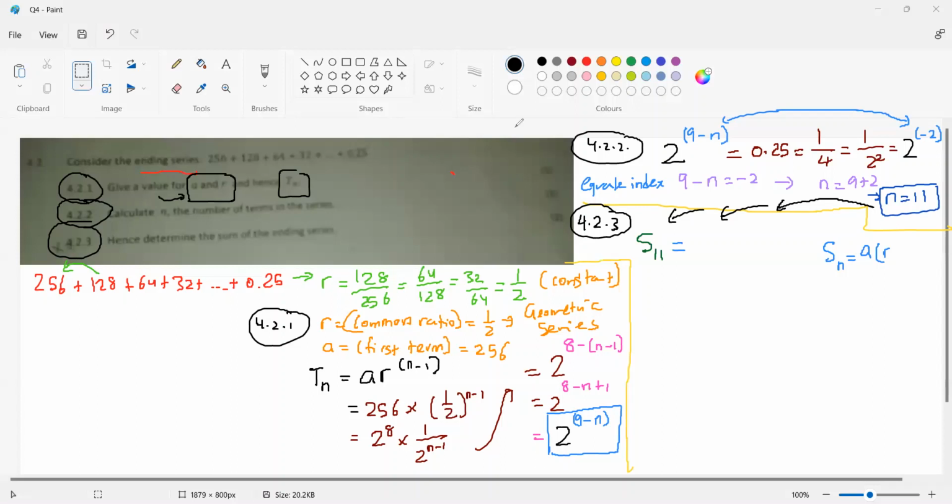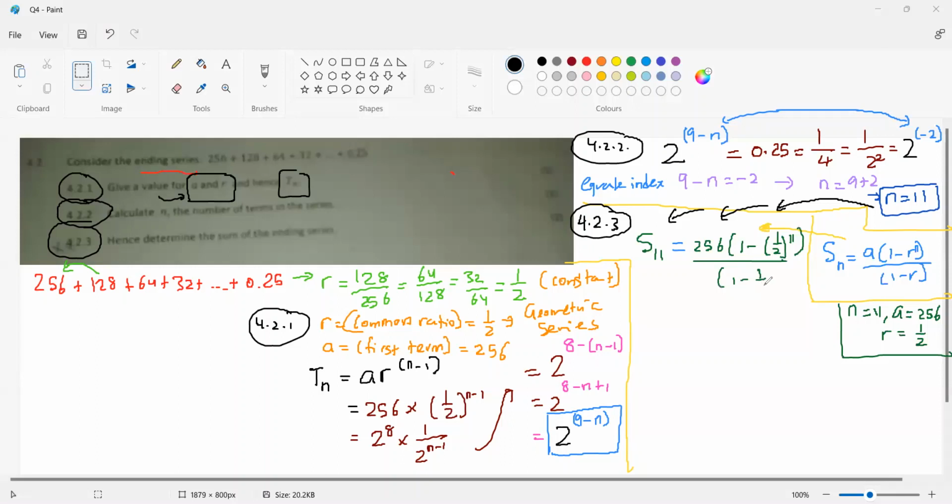what is the formula? So I use the other version because r is less than 1. That means 1 minus r to the power of n over 1 minus r. So let's use this substitution correctly in this line, with n being replaced. I just write the parameters somewhere here. So easy to see, n is 11, a equals 256, and r equals half. So that means just substitute only. So this is 256 and 1 minus 1 over 2 to the power of 11, and then here, 1 minus 1 over 2.